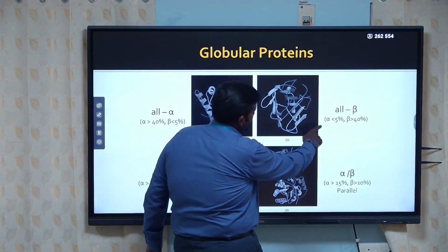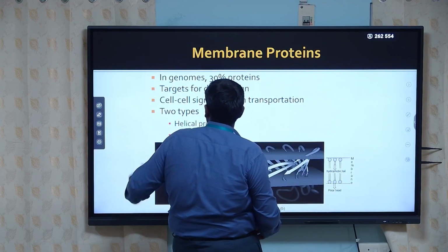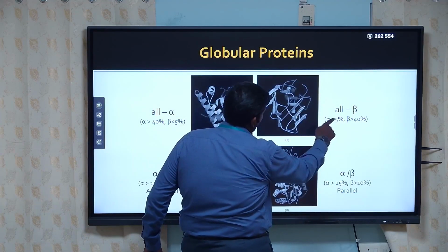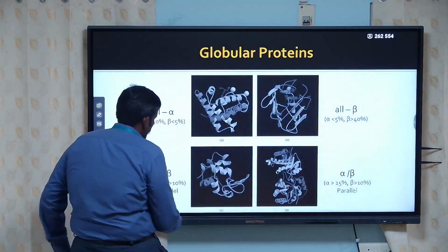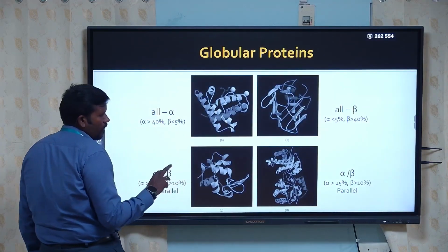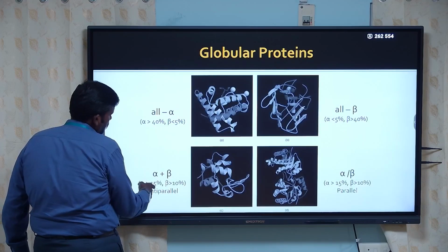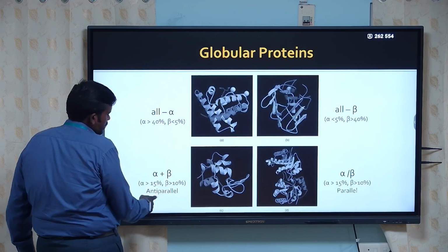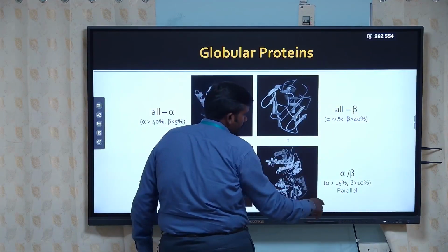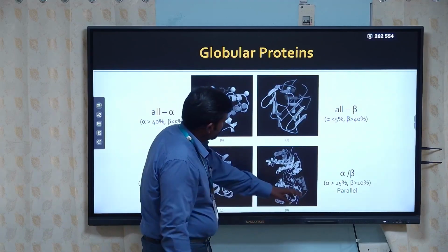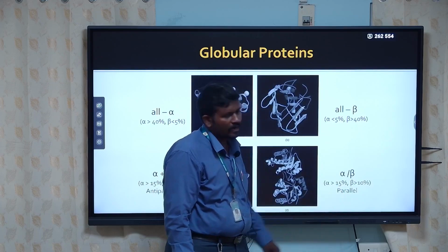The next one is the all beta. Here the alpha helix is less than 5%, and the beta is more than 40%. Then alpha plus beta, where both share almost similarly, like 50-50%. The alpha helix is greater than 15%, and the beta sheets are greater than 10%. It is anti-parallel, they say. The next one is alpha or beta, where alpha is greater than 15% and beta is also greater than 10%. This is parallel.